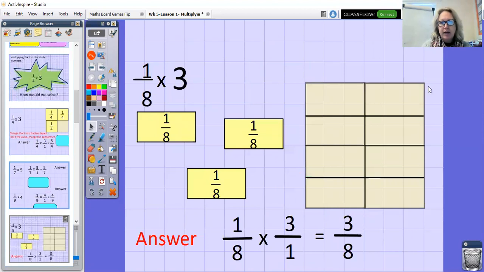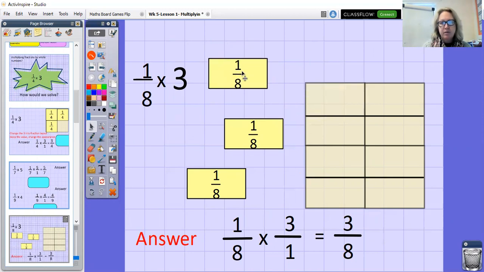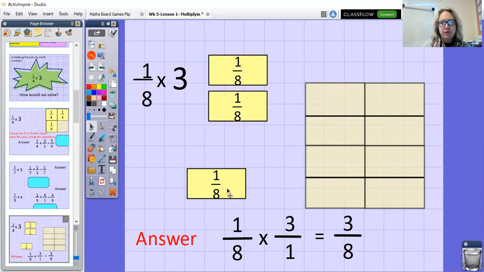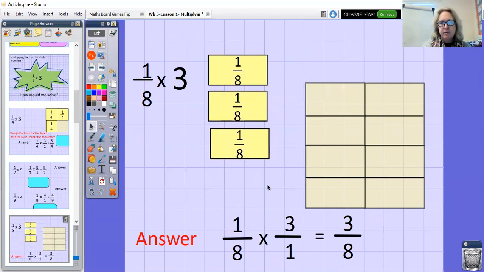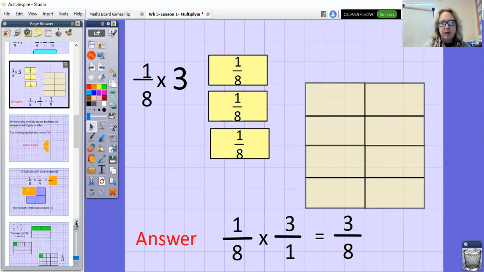So again, having a look at this one, I've got my 3 lots of 1/8: 1 times 1/8, 2 times 1/8, 3 times 1/8. And I end up with my answer of 3/8. Okay. So that's multiplying whole numbers by fractions. And we can think of it, can't we, as still like a repetition. There's 1 lot of 1/8, there's 2 lots of 1/8. So what about when we're multiplying fractions by fractions?